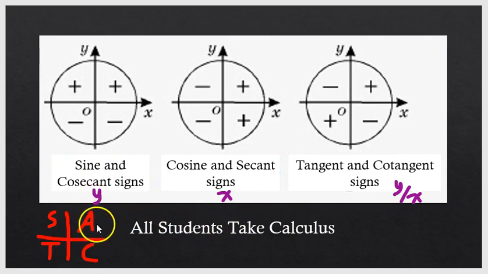So this is saying all of the functions are positive, A for all. S is for sine, so sine is the only function that's positive in the top left if you look at all the functions. Tangent is the only function that's positive in the bottom left if you look at all three of the functions. And cosine is the only function that's positive in this bottom right quadrant, the fourth quadrant, if you look at all the functions. Again, I'm not talking about the reciprocal ones here because the reciprocal ones don't change signs anyways. I'm just focusing on the sine, cosine, and tangent functions when I'm using this phrase.